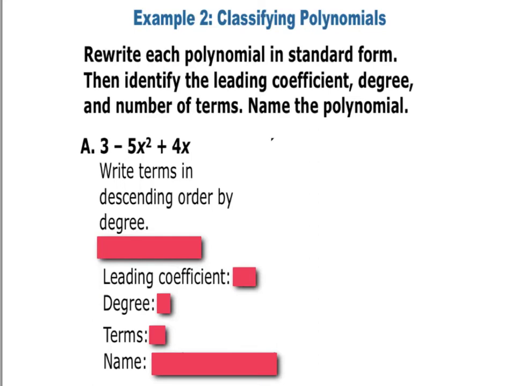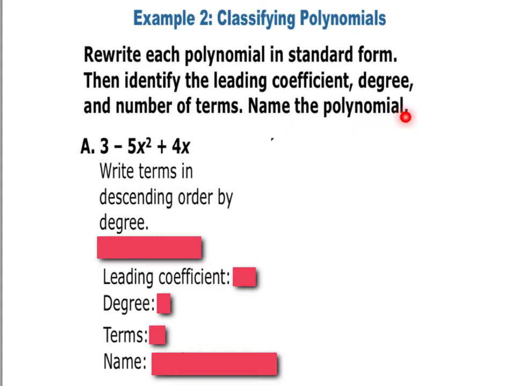Now, first of all, let's read the directions here. It says, rewrite each polynomial in standard form. Then identify the leading coefficient, the degree, and the number of terms. And then name the polynomial. Okay, so this is what we're doing here. So let's go ahead and look at this. First thing we need to do is put it in descending order. So let's put it in descending order.